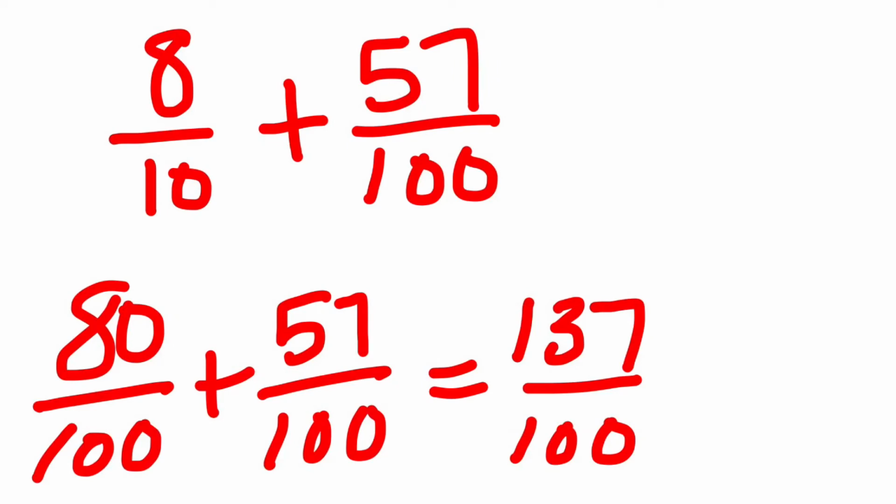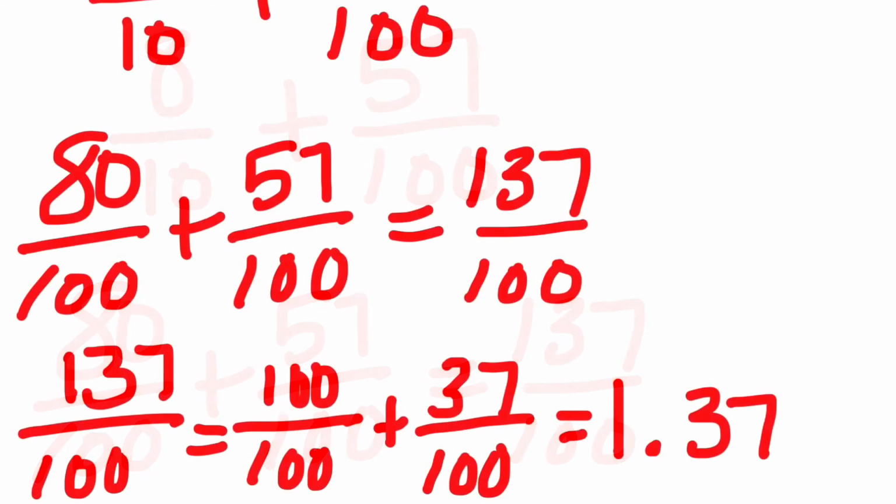I then add 80 hundredths plus 57 hundredths, and I get 137 hundredths. That means that I have a larger numerator than I have denominator. So within there, I see that 100 hundredths would be 1 whole, and I still have 37 hundredths left. So to write that as a decimal, I have 1 and 37 hundredths.